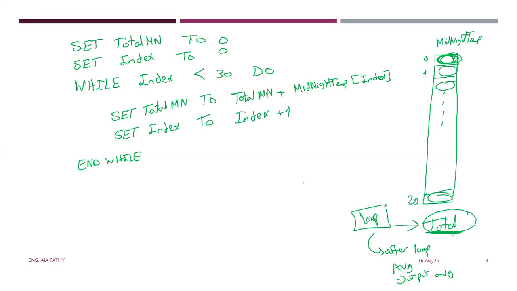Okay, after the loop, what do we have to do? After the loop, you can now calculate the average, and you can output or display the average. So how can we calculate the average? We will say set average midnight to total midnight divided by 30. And now you can display it on the screen. So you can send it, or let's make it in the same alignment. I make indentation.